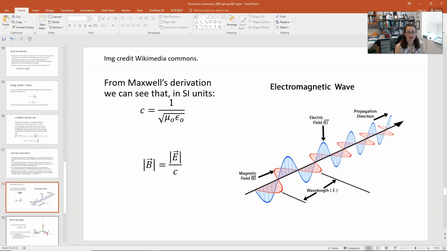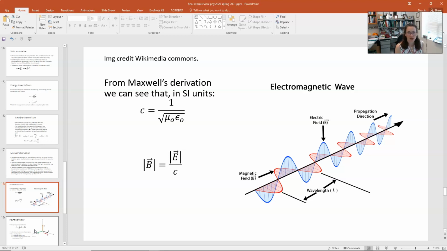Okay? And then, of course, the speed of light in a medium would be 1 over the square root of mu epsilon, where mu and epsilon are the permeability and permittivity for that medium. We also showed, as a result of this derivation, that the magnetic field strength, B, was equal to the electric field strength, E, divided by the speed of light.